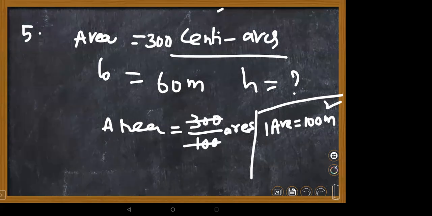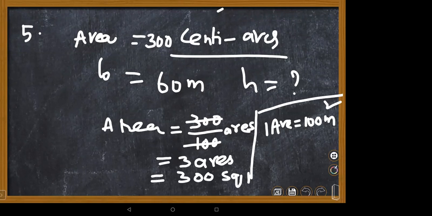Area, ma'am, is 20 meters only. Yes, 3 ares, ma'am. 3 ares you are getting. Then it's nothing but 300 square meters. 1 are is equal to 100 meters square. So, ma'am, 300. That means can we say that the centi-are is meter square?